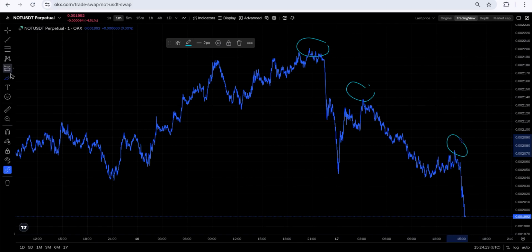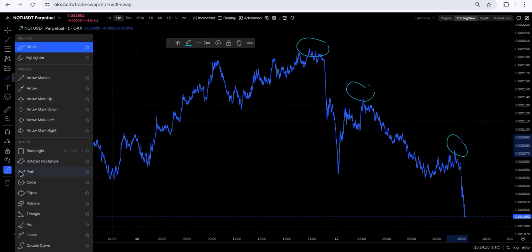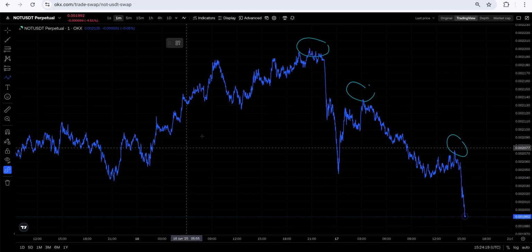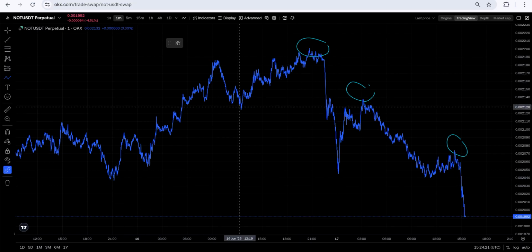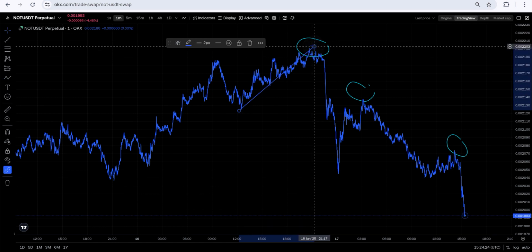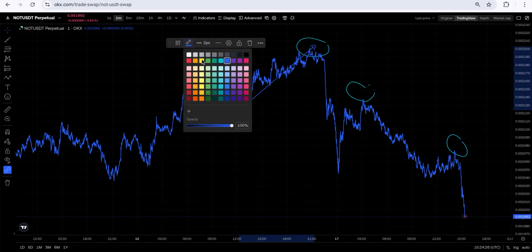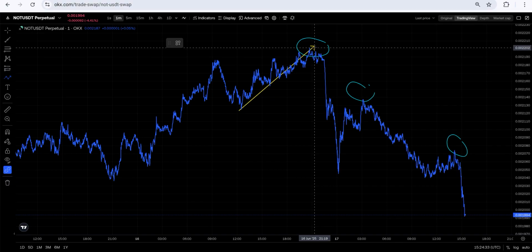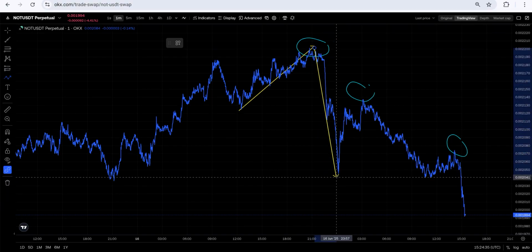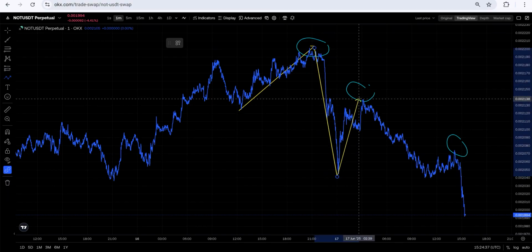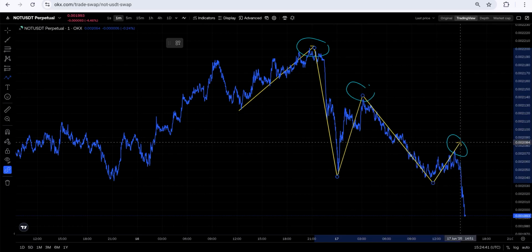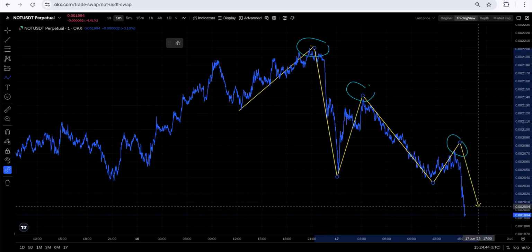Let me try to use an arrow like this. Let me use the path. Look here. Let me change it to the yellow color like this. And then, okay, and then down. Then there is a pullback. There is a break of structure down, kind of a pullback, and we're having another break of structure down.